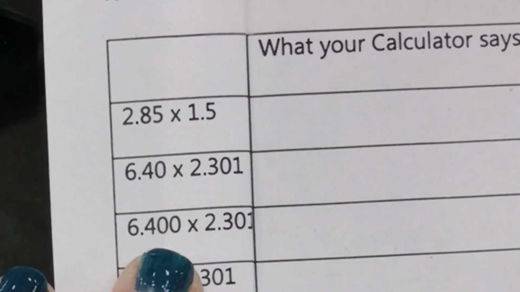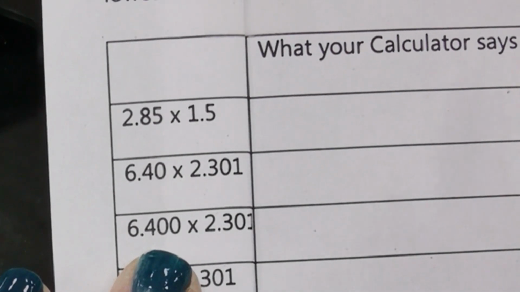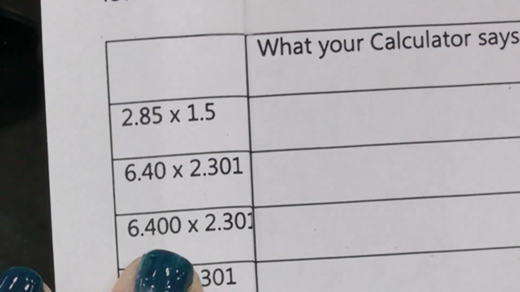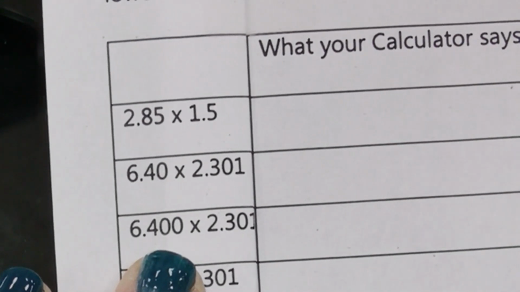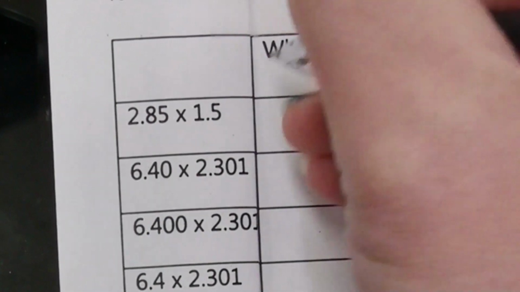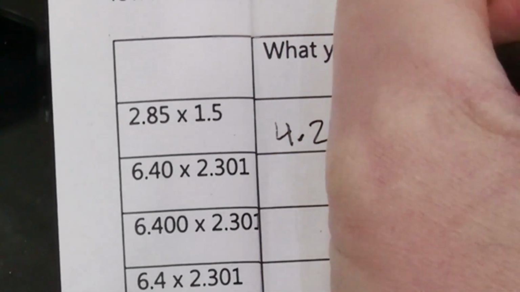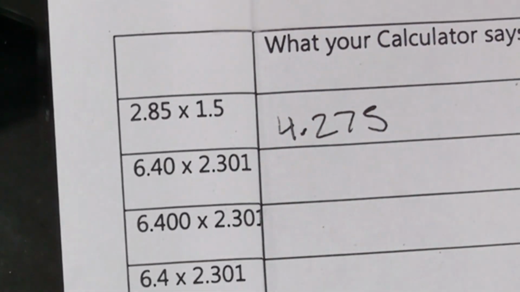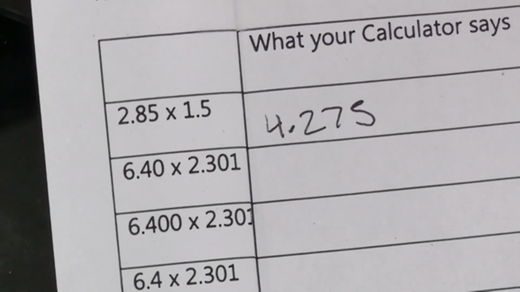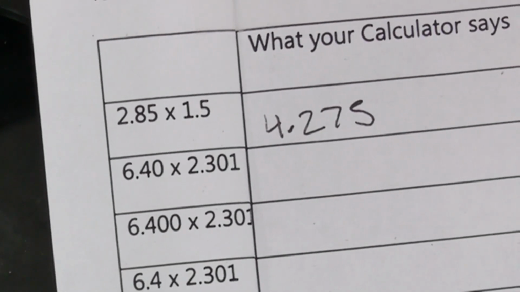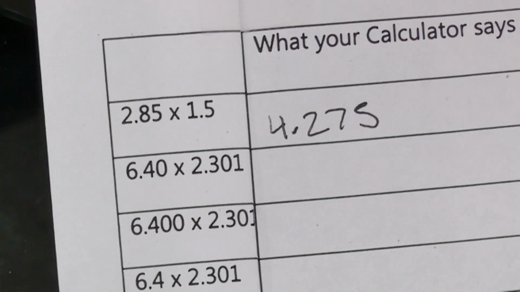2.85 times 1.5. When you put this into your calculator, you end up with a value of 4.275. Now, how are we going to figure out our answer to the correct number of significant figures?